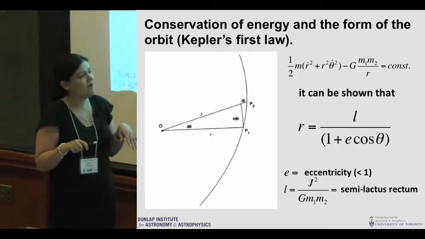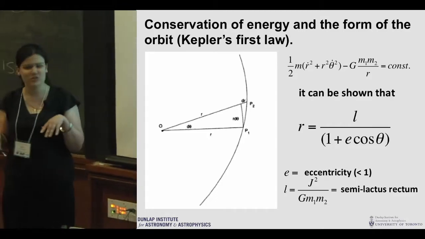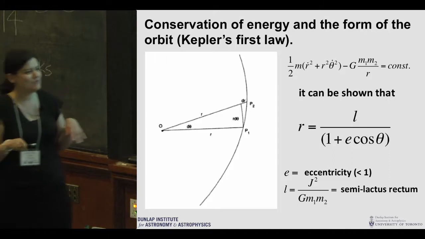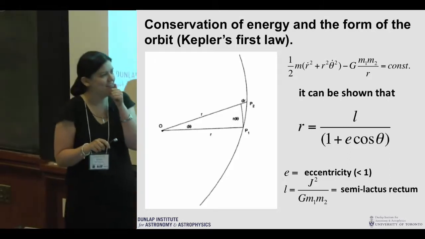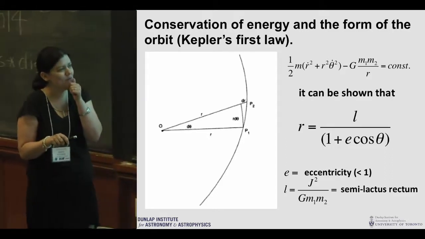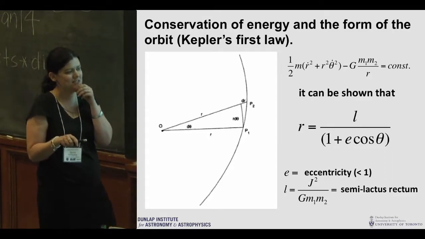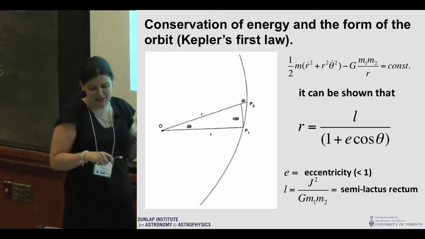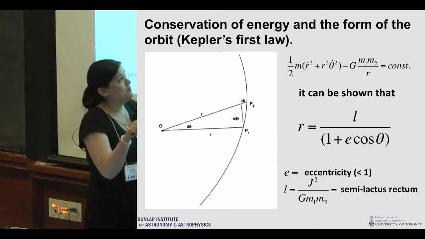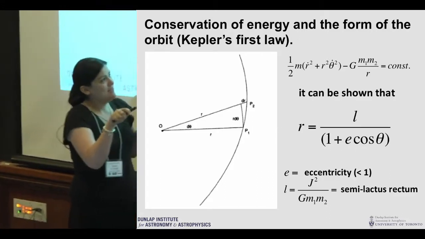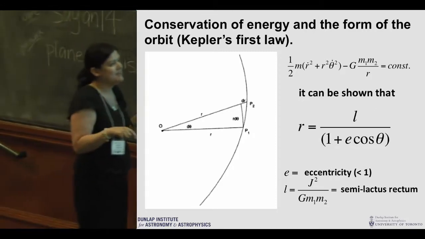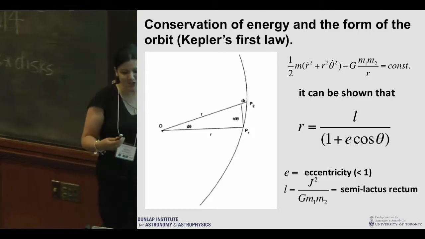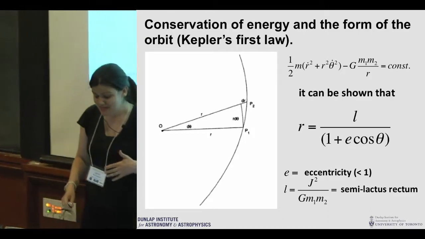And this parameter L has a super unfortunate name, called the semi-latus rectum. I'm like, oh man. But it's just the angular momentum divided by the gravitational constant times the two masses. If you do a whole bunch of math, you can get this out. And this shows you Kepler's first law, because this turns out to be an equation for basically a conic section. So you know the shape of your orbit is elliptical.